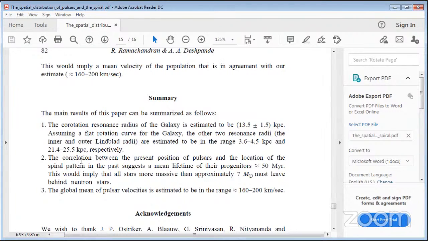And then you have the correlation that one saw, implying that the mean lifetime of the progenitors is about 50 million years. And as I said, the population of the progenitors will be dominated by the lowest mass stars in this category because of increased population of them. The number of stars with lower and lower mass are larger in number.